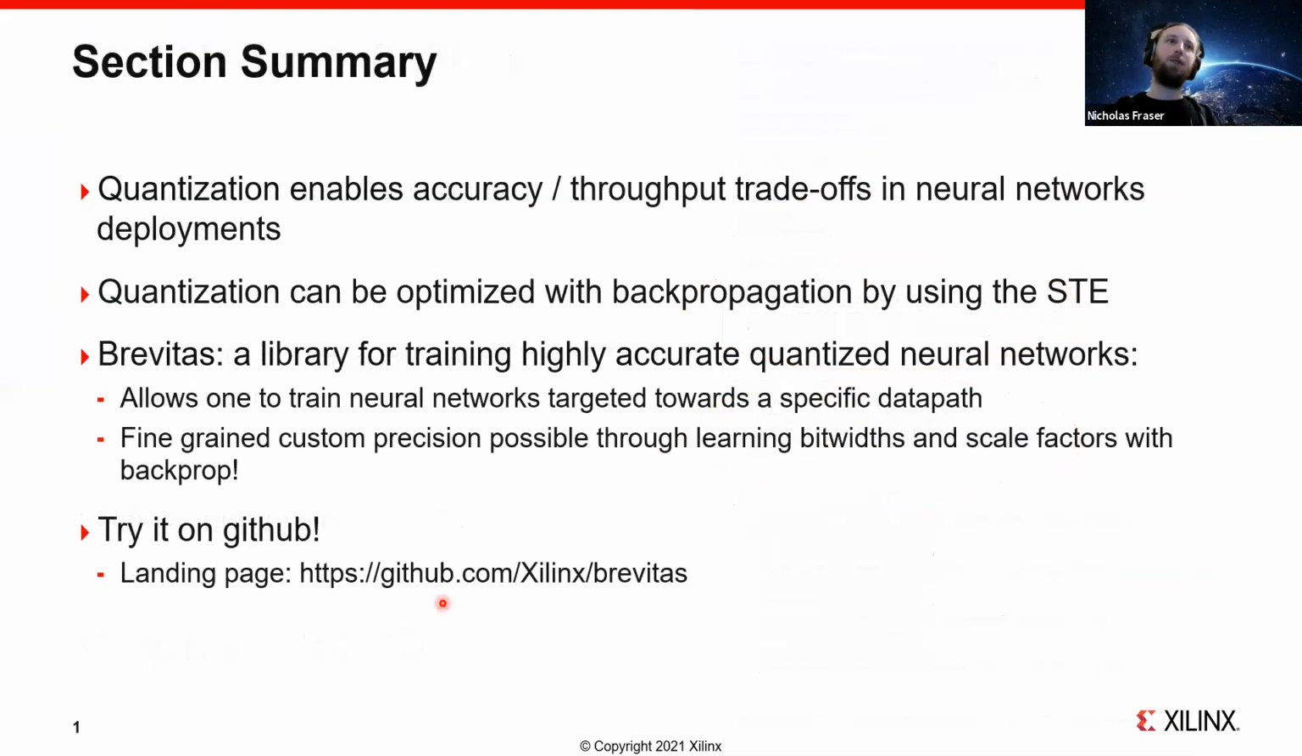So in conclusion, for this section, quantization enables you to make accuracy-throughput trade-offs in your network deployments. The quantization parameters themselves can be optimized using backpropagation and the straight-through estimator. Brevitas is an open source library implementing all of the techniques that we've described here, plus many more that I couldn't get to, allowing you to train a neural network targeted towards a specific data path. Go and try it. It's on GitHub. You can be set up in minutes. Pip install Brevitas. Go.